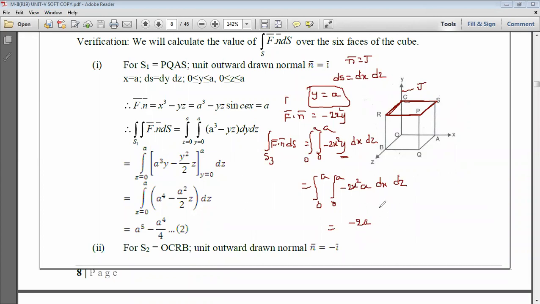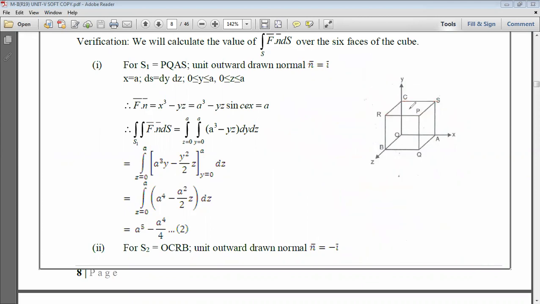So this is equal to minus 2, constant, and a is also constant, right? And here first we have to apply integration with respect to z. So with respect to z is nothing but z between the limits 0 to a, and dx. Here it is having minus 2a into, after substituting the limit, you will get a. So this is minus 2a square, and the integration of x square is x cubed by 3 between the limits 0 to a. So minus 2 into a square into a cube is nothing but a power 5 by 3. So minus 2a power 5 by 3. So this is the one. Okay, this is S3.